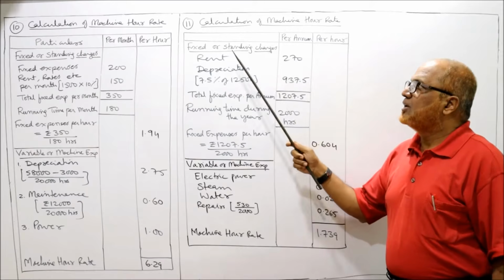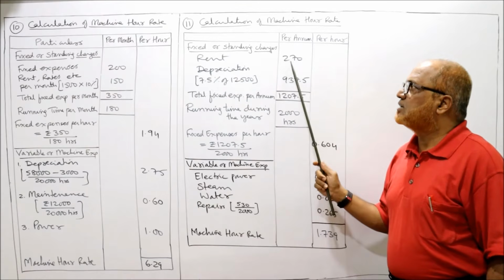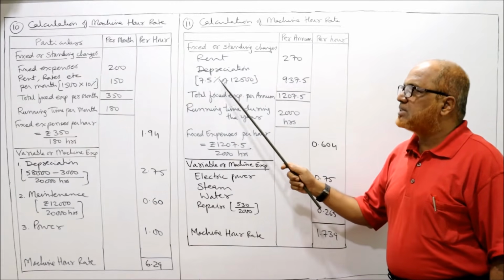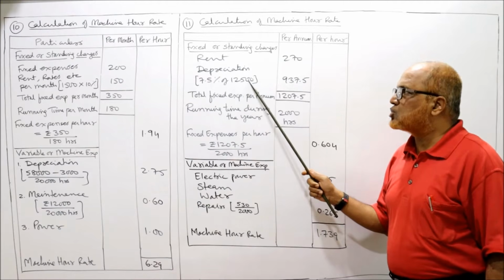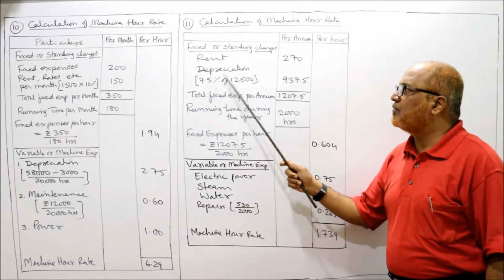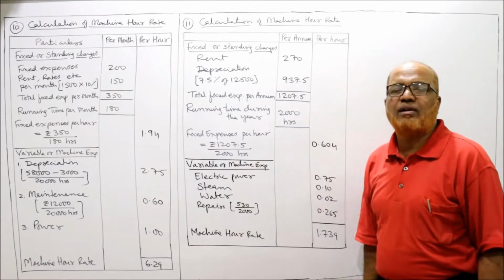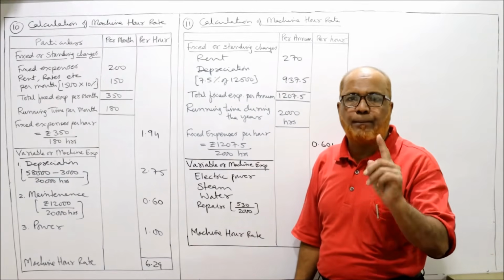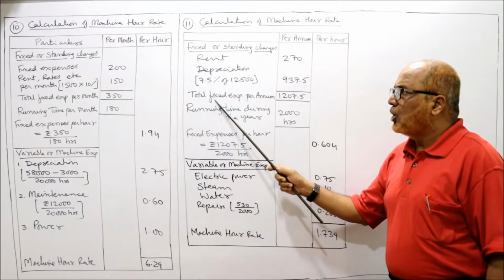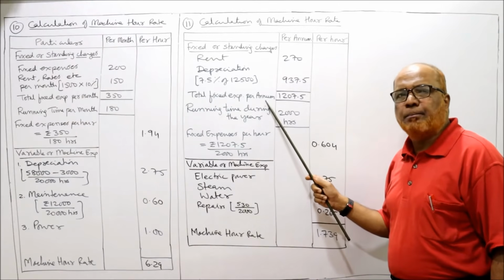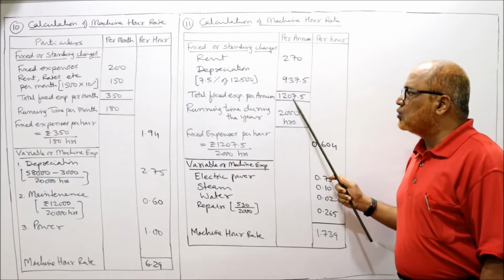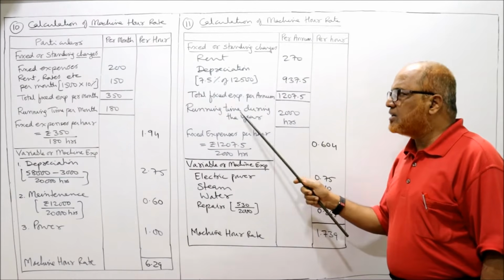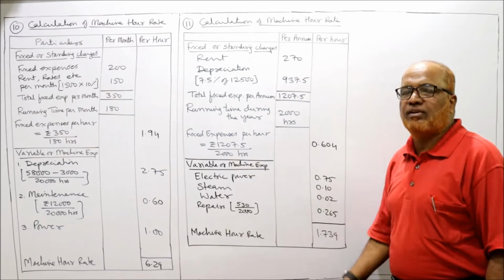Calculation of machine hour rate, fixed or standing charges. Rent is given, 270 per annum. Depreciation 7.5% of the original cost. The original cost is 12,500 into 7.5%. 937.5 is the depreciation per annum for 1 year. Total fixed expenses per annum, per annum means for 12 months, for 1 year. The total is 1,207.5. And running time during the year is 2000 given in the problem.